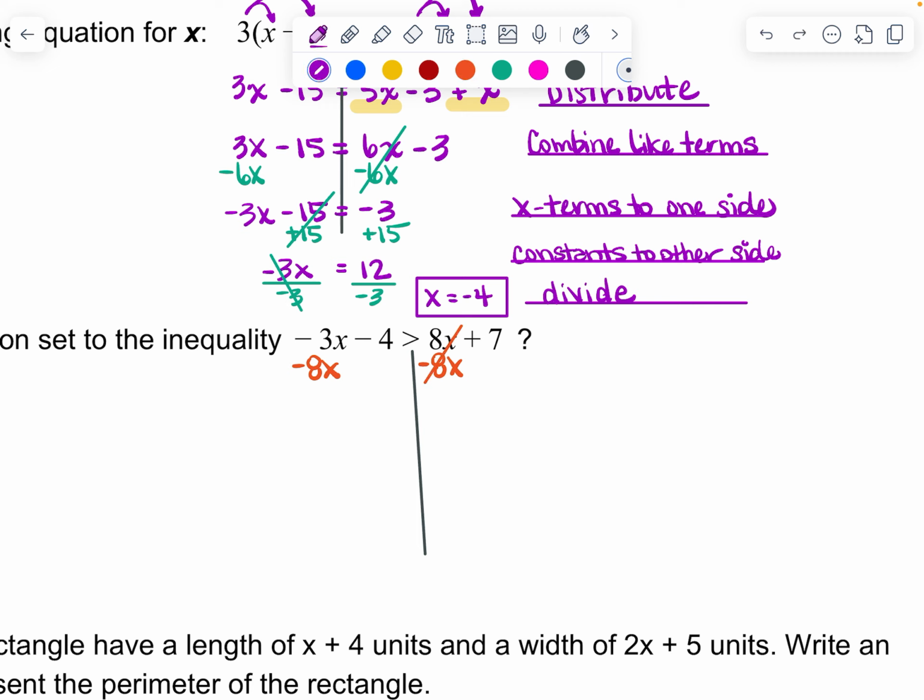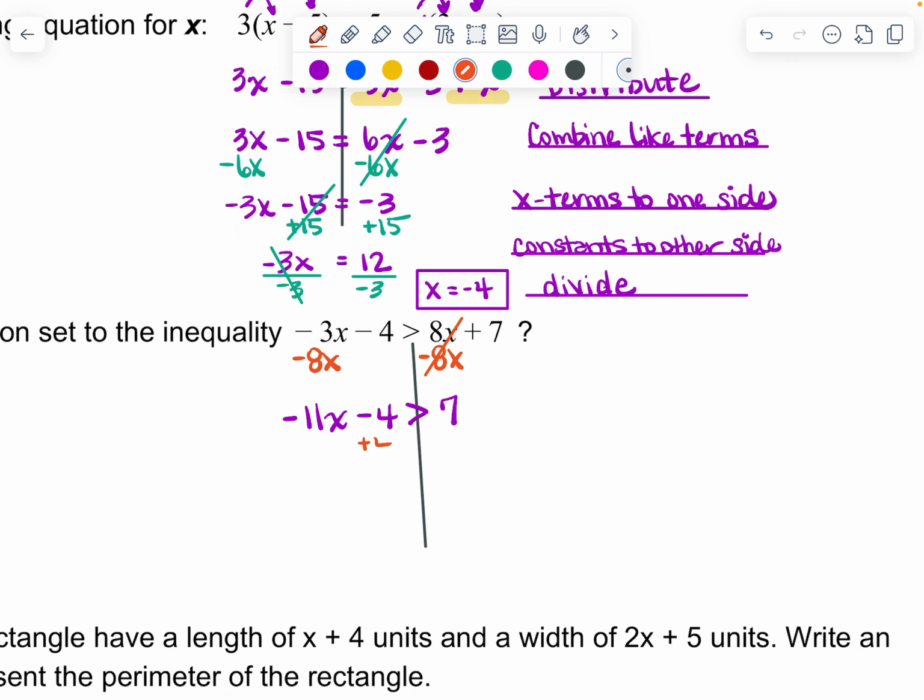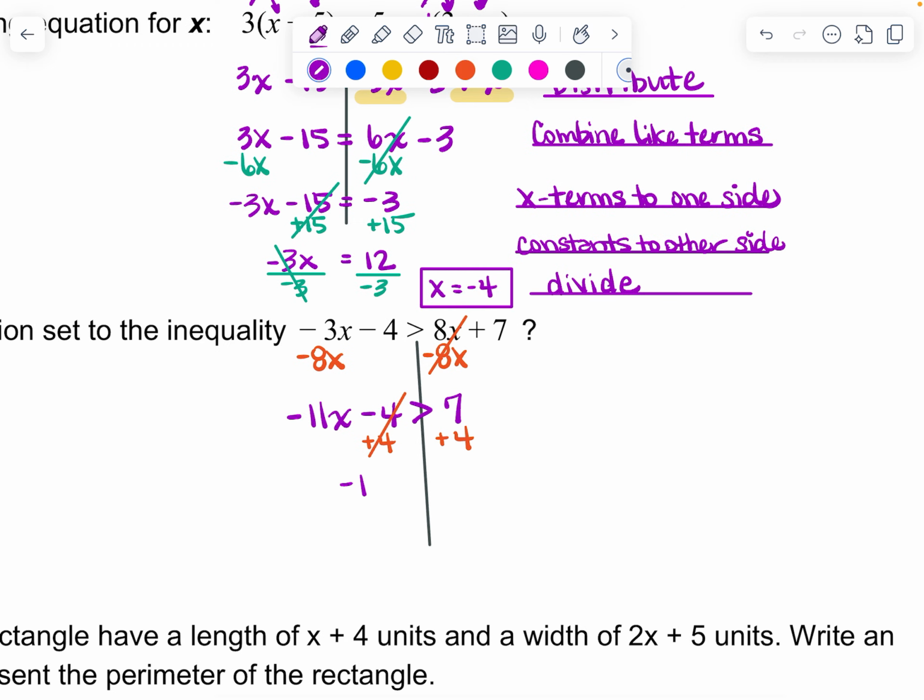Now I have like terms that I can combine. So negative 11x minus 4 greater than 7. All right, now I'm on this step right here. Get all your constants to the other side. Well, if I took all my x's to the left, then I need to move my constant to the right. So I'm going to add the 4. And that's going to give me negative 11x is greater than 11. And then my last step is to divide. So I'm going to divide by negative 11 on both sides.